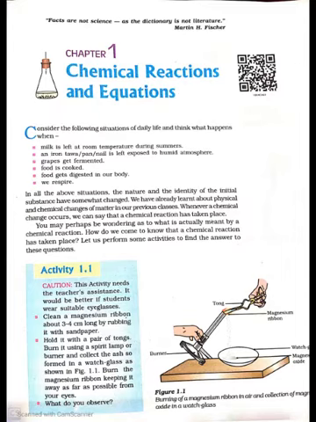Page number 9. 2Pb(NO3)2 on heating gives 2PbO (lead oxide) plus 4NO2 (nitrogen dioxide) plus O2 (oxygen). This is equation 1.21. Let us perform some more decomposition reactions as given in activities 1.7 and 1.8.